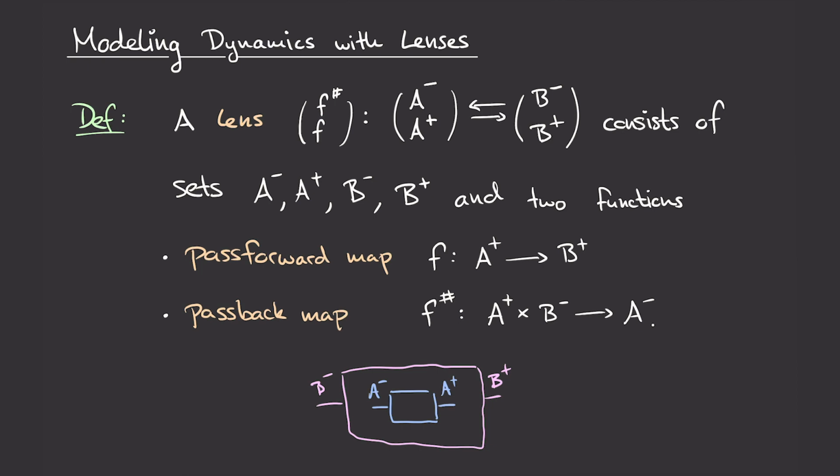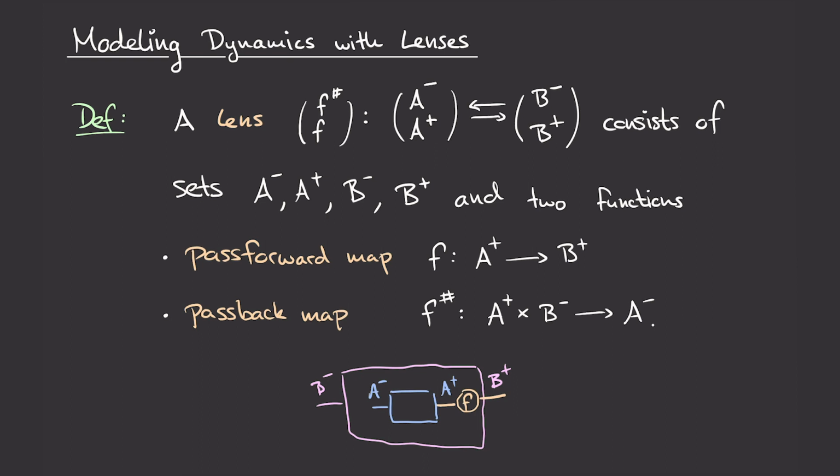How does this work? Well, on the one hand, we have this pass-forward map f, which maps from A plus to B plus. So we can think of this pass-forward map as taking outputs of the inner interface and producing from them outputs of the outer interface. So in our picture, f would be located somewhere here, and it takes the outputs from A plus and produces from it outputs of B plus.